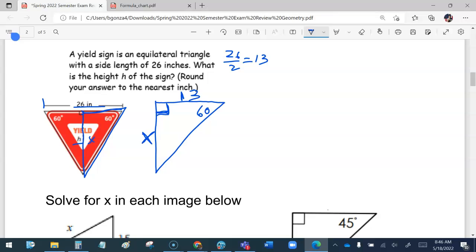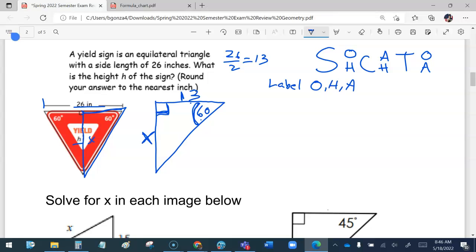Okay. Now, this is when we're going to use trigonometry. SOHCAHTOA. Why do I use SOHCAHTOA? Because I have one side and one angle. If you know one side and one angle in a right triangle, you can use trigonometry to find the missing side that you need. So, what's my starting angle? 60. Remember, I'm going to label O, H, and A first. So starting at 60, here's my O opposite. Across from 90 is my H, and my adjacent A is left over.